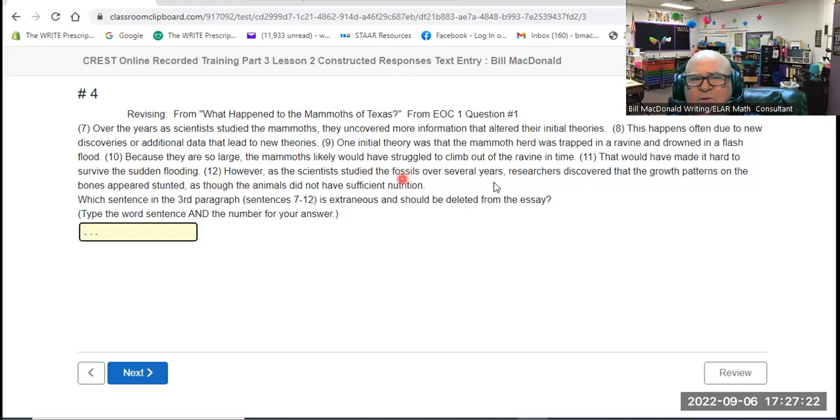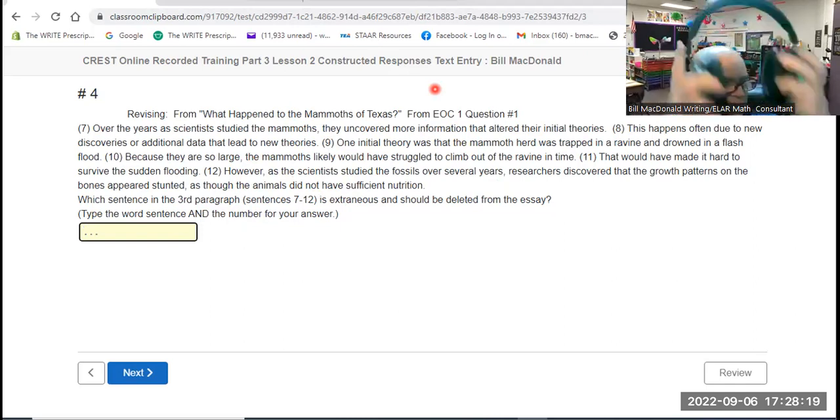However, as the scientists studied the fossils over several years, researchers discovered that the growth patterns on the bones appeared stunted, as though the animals did not have sufficient nutrition. So what they added here was a sentence that gives another example. And if I was to pick the answer, it's going to come down to either number 12, coming up with a different theory, possibly, or number eight, the reason that scientists alter their theories. So we have to think which one would be the best.